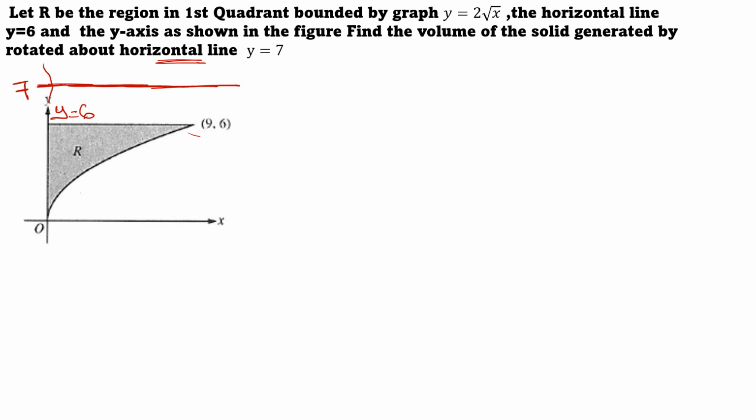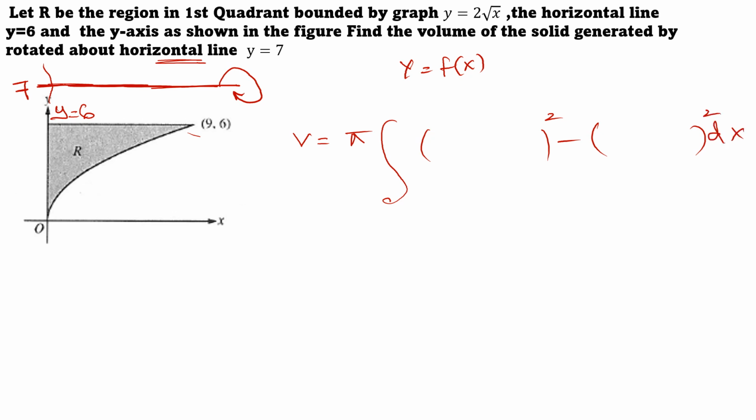How can we calculate? It means that it will rotate along the horizontal line. Horizontal line means that y should be written in the form y equals f of x. And what is the formula? The formula is pi, outer square or farther square minus nearer square, and everything will be written in the form of dx. From the axis of rotation, what is the farthest one? The farthest one is the curve.